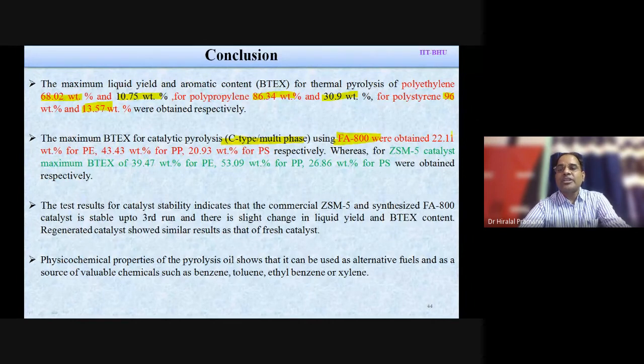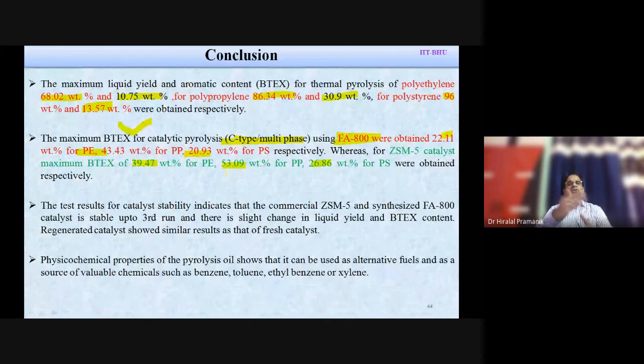BTX I am showing here. So 22.11 for polyethylene, 43.43 for polypropylene, 20.93 for polystyrene. Whereas ZSM5, maximum BTX you can get is 39.47, 53.09, and 26.86 for polystyrene. Okay, so of course if you compare FA800 and ZSM5, there is a difference in BTX yield, but it is better than, higher than thermal pyrolysis.